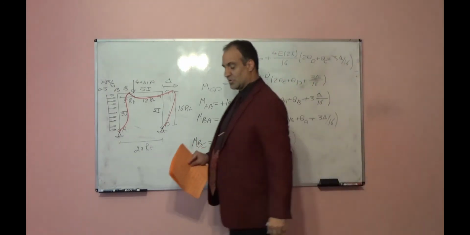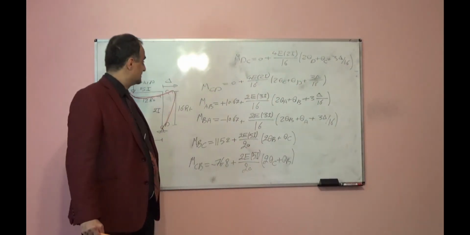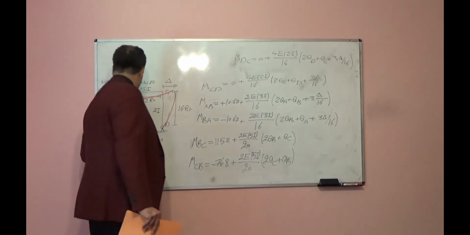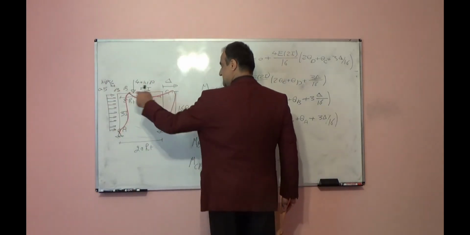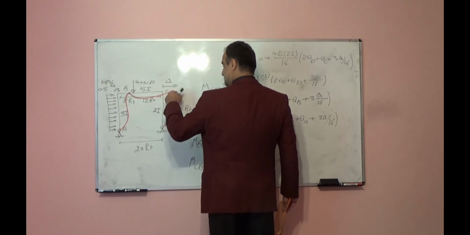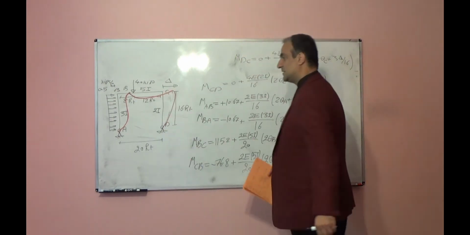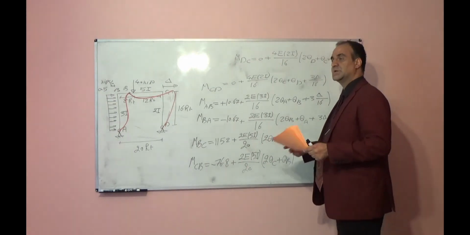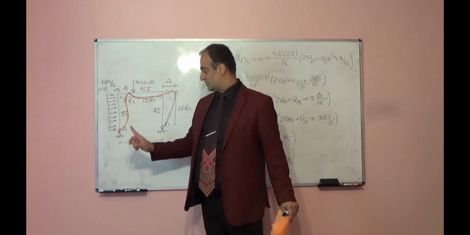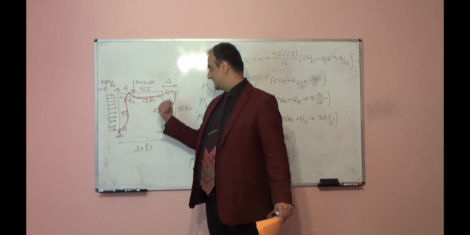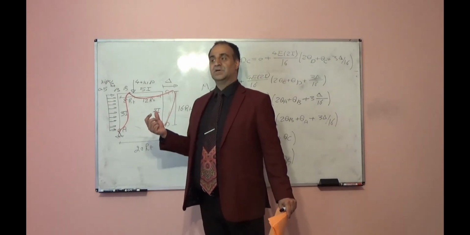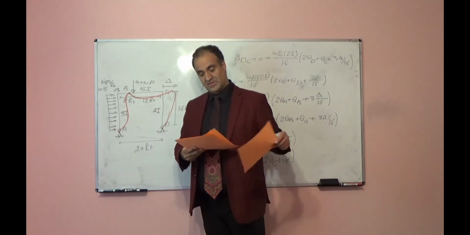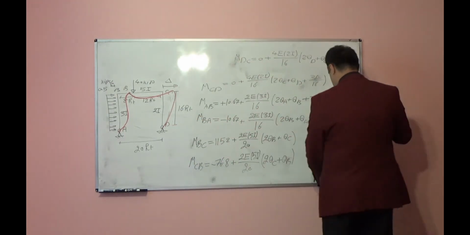So how many slope deflection formulas did I write? M AB, BA, BC, CB, CD, DC. Now, let's look at the equilibrium equations. As I mentioned, here I have 5 unknowns, theta A, theta B, theta C, theta D, and delta. So in order to find 5 unknowns, I need 5 equations. Let's look at the equilibrium equations.